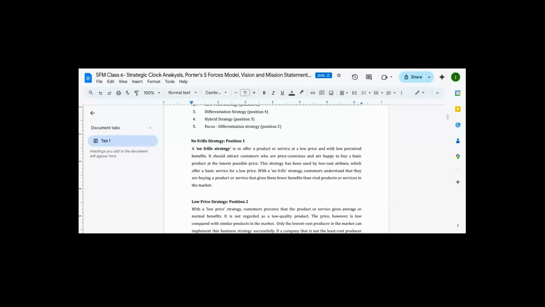You should put it down that a no frills strategy occurs when a company offers a below average product at a lower price. So this strategy that we are seeing, we use it to attract customers who are price conscious, price sensitive, and are happy to buy a basic product at the lowest possible price.